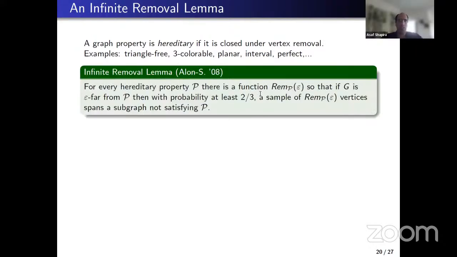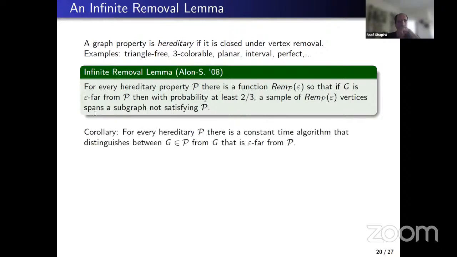And in a joint work with Alon, we proved that every hereditary property has a removal lemma, meaning that for every hereditary property P, there is a function removal P of epsilon, so that if a graph G is epsilon far from P, then if you sample this many vertices, a quantity that depends only on epsilon, then with positive probability, let's say 2/3, the set of vertices that you sampled contains a graph that doesn't satisfy the property.